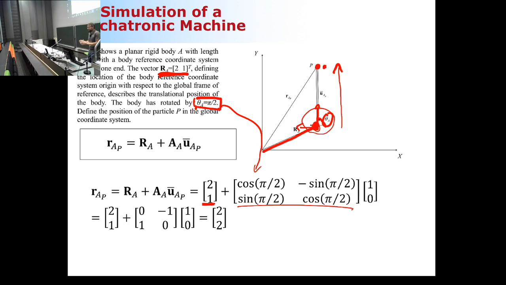So its x-axis originally is like this, and it's rotated 90 degrees. So it's like this. I'm traveling along the bend, this direction. How much? 1 unit. How much do I need to travel in this direction? 0. So this is the u-bar component.